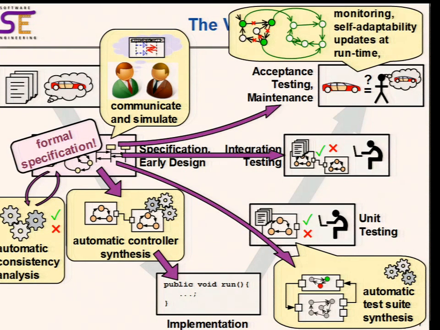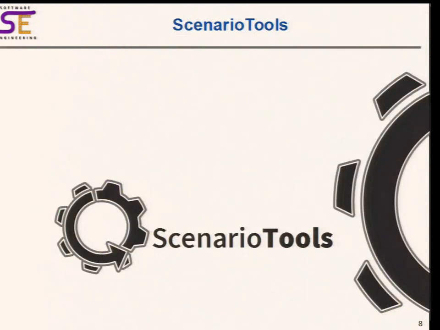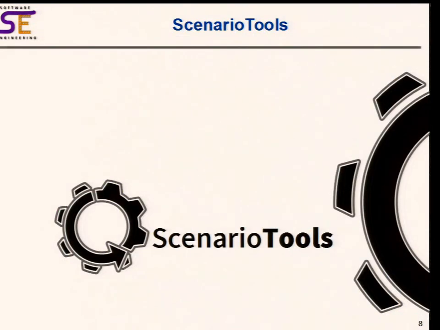And maybe there's other things you can do also during runtime. Maybe this specification would be a basis for engineering incrementally, changes more quickly, maybe do something like updates at runtime and all kinds of other things that I don't want to get into much detail on. Okay, so this is the vision, and this is something which we have in parts been working on in Scenario Tools.